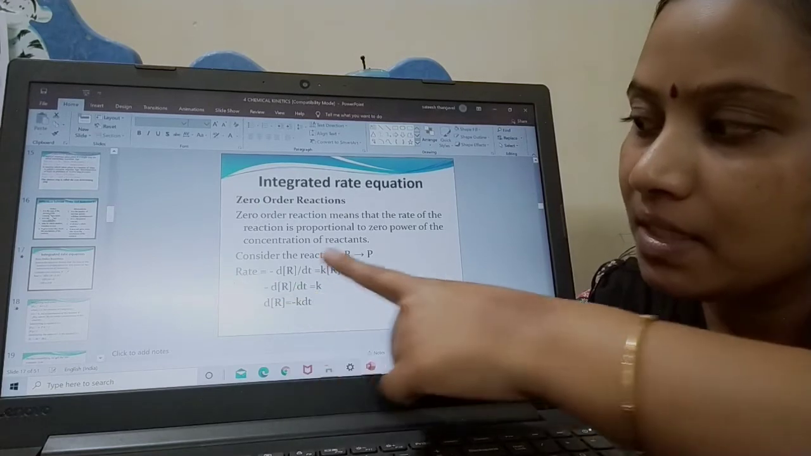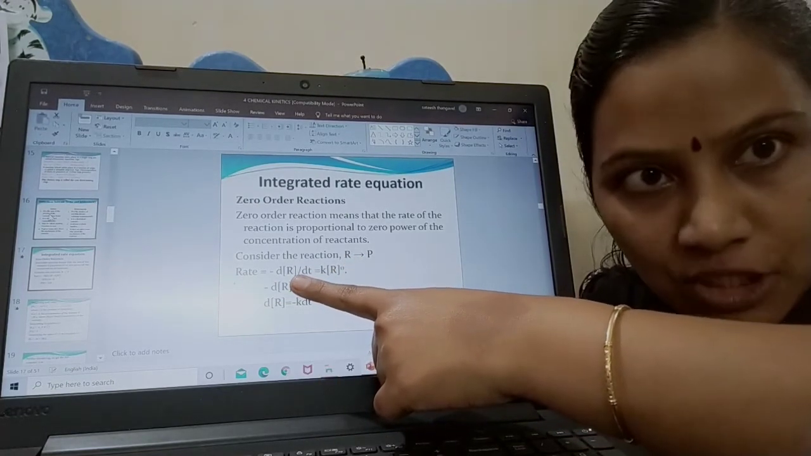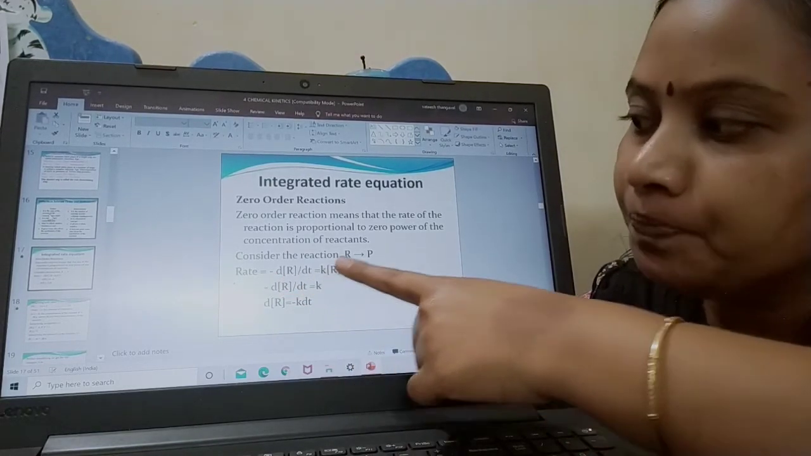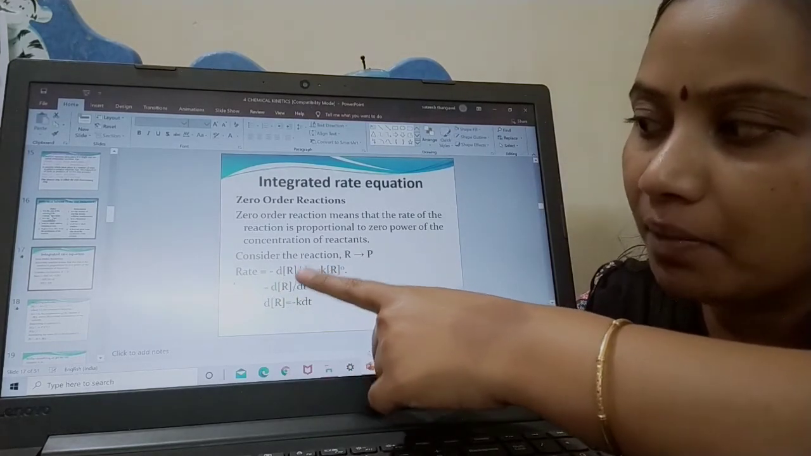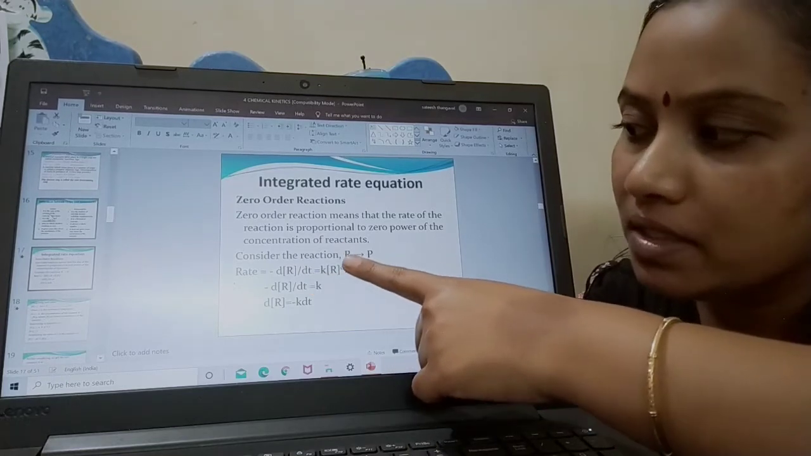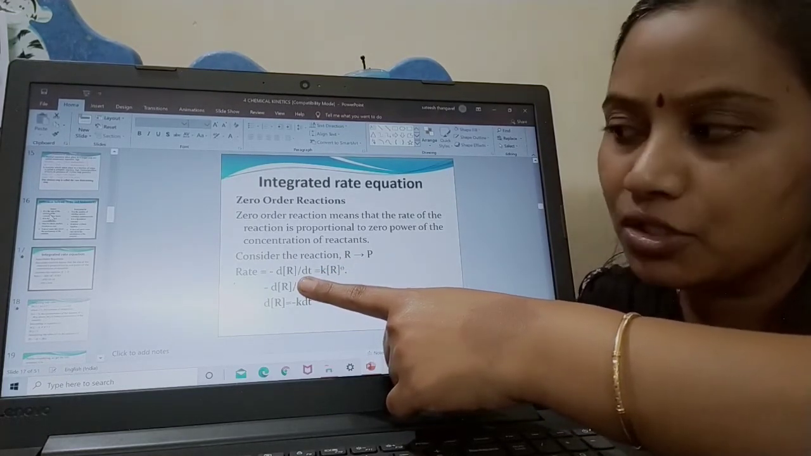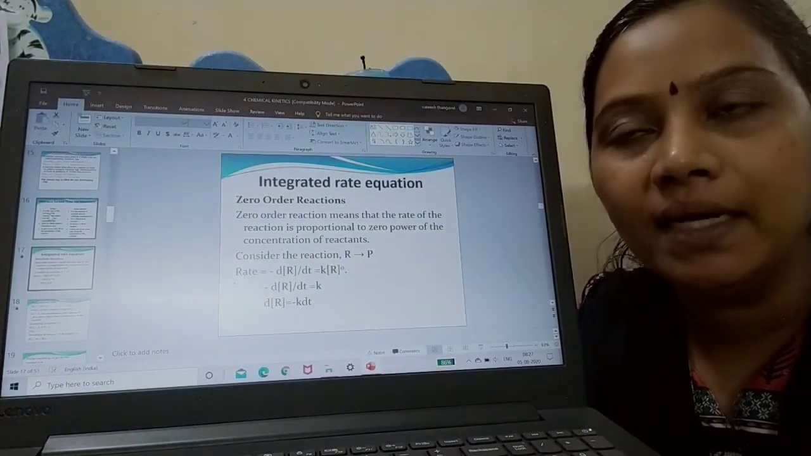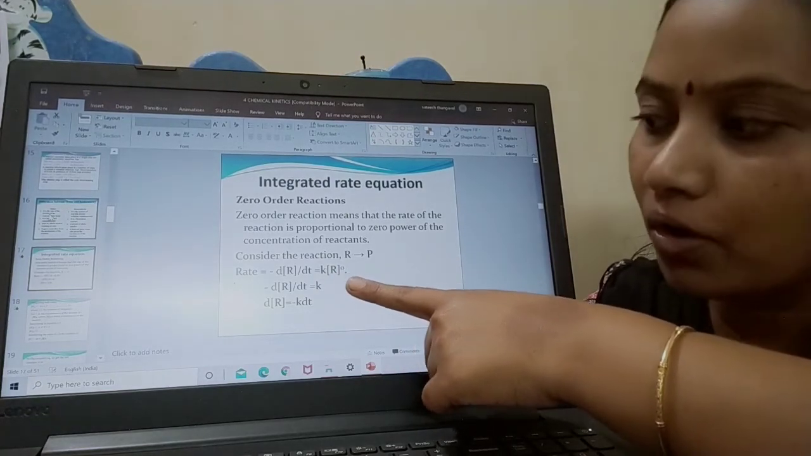I should represent R as minus, because it is consumed in the reaction. So minus dR/dt is equal to K into R⁰. As time passes, the concentration of reactant decreases, since it is getting consumed in the reaction. So I indicate this term, minus dR/dt is equal to K into R⁰, since it is a zero order reaction.